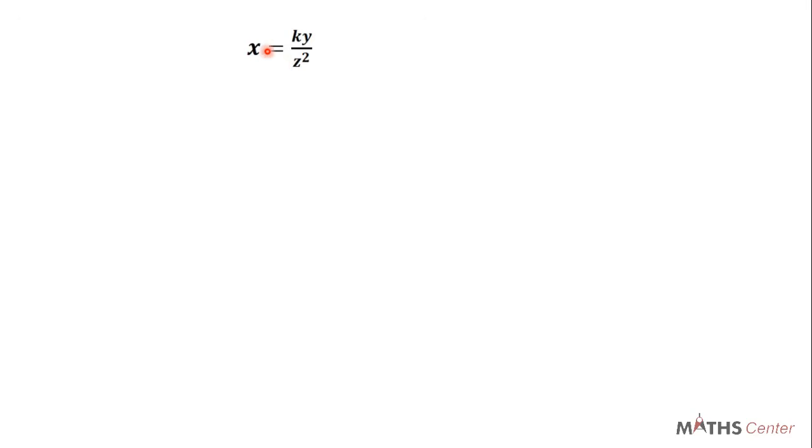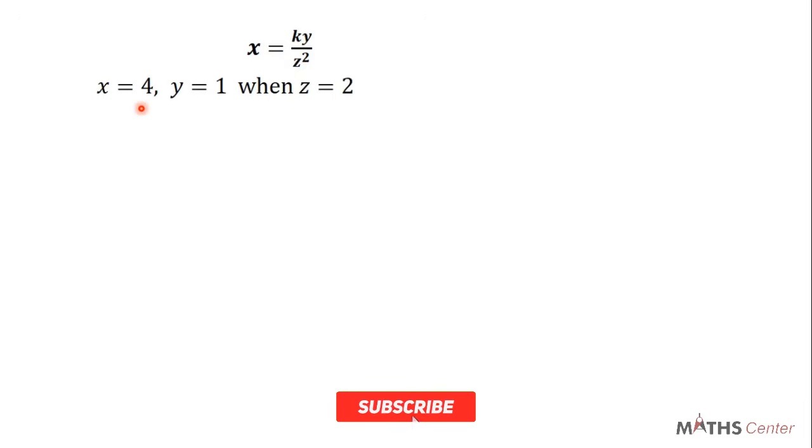So we have x is equal to ky divided by z squared, and we know that when z is equal to 2, x is equal to 4, and y is equal to 1. That means that we can replace x with 4, y with 1, and z with 2 in order to find k.